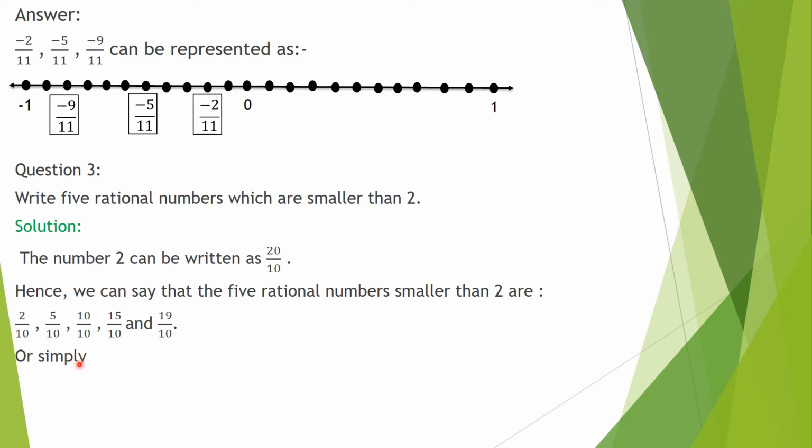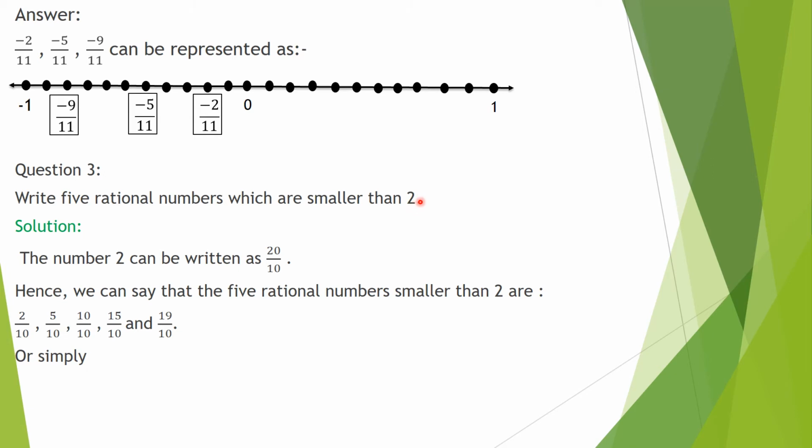Or you can do it simply, as the numbers which are smaller than 2 would be rational numbers, because 2 is also a rational number. I have done it this way just to explain to you that it's not necessary that only numbers written in the form of P by Q are rational numbers. 2 is also a rational number because we can write 2 as 2 upon 1, that is in the form of P by Q. And now see how we can do it simply. The numbers which are smaller than 2 are on the number line. How do you write it?